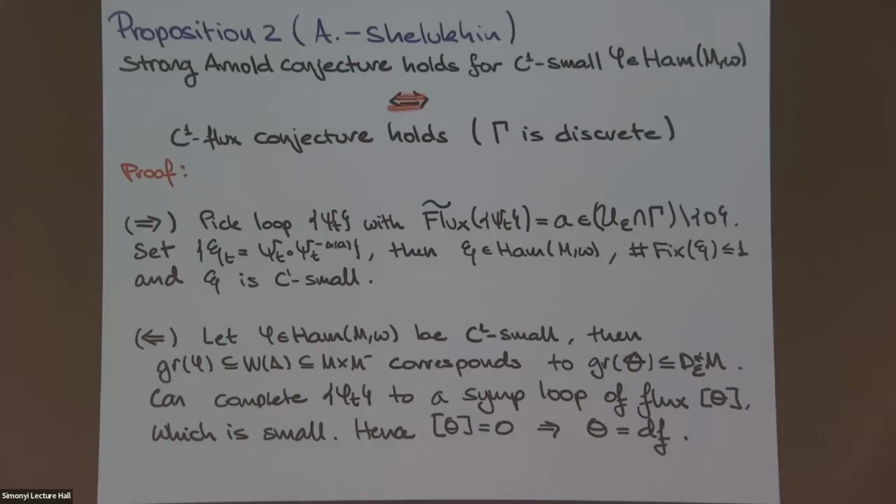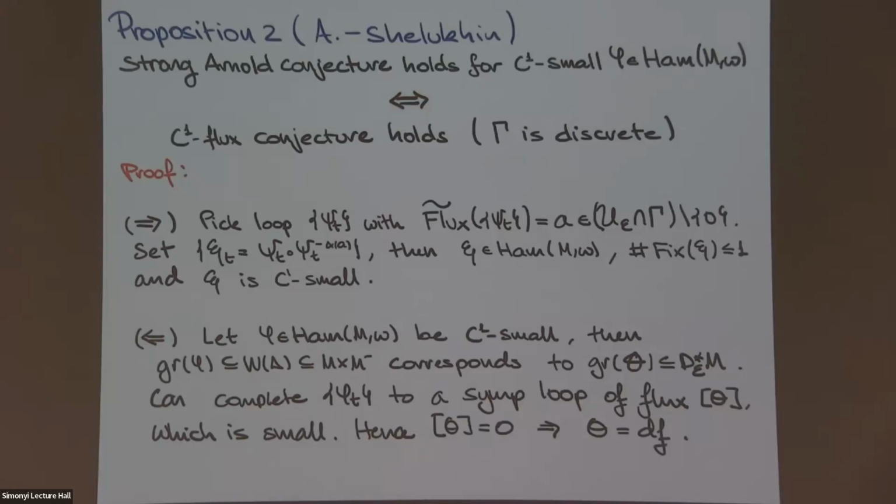So let's first look at this direction. Here we're going to do what we want to do in the C0 case, but in this easier setting. We want to show that if there's an accumulation point in the usual flux group, then there's a C1 small Hamiltonian diffeomorphism with at most one fixed point.